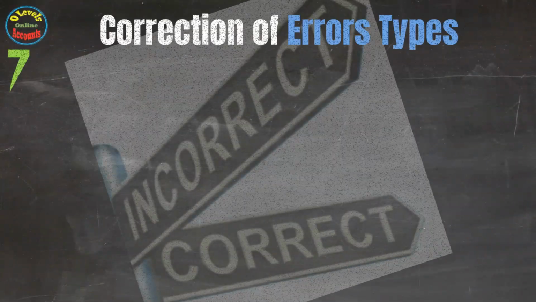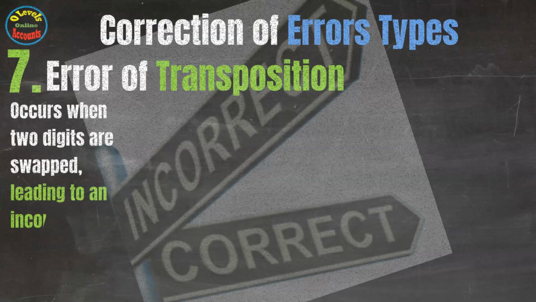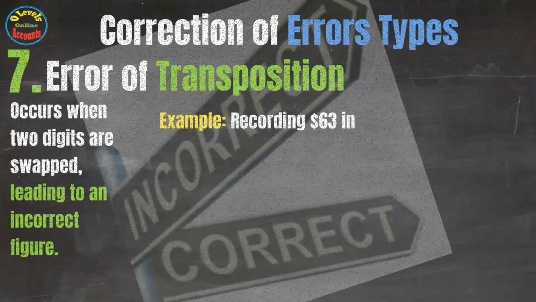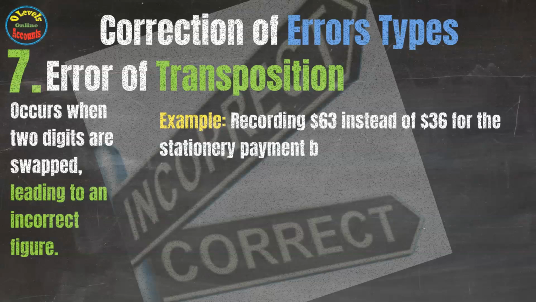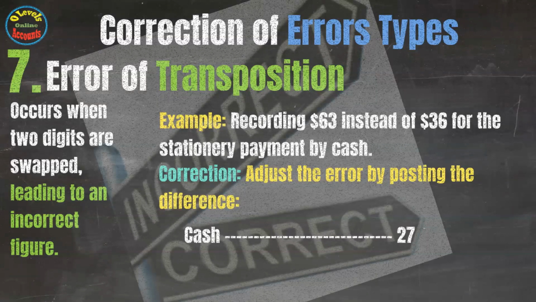Let's check another type. The seventh type is error of transposition. It occurs when two digits are swapped, leading to an incorrect figure. Let's check its example with solution. For example, recording $63 instead of $36 for the stationery payment by cash. Let's check its correction. Correction should be, adjust the error by posting the difference as follows. Cash, debit by $27. Stationery, credited by $27.